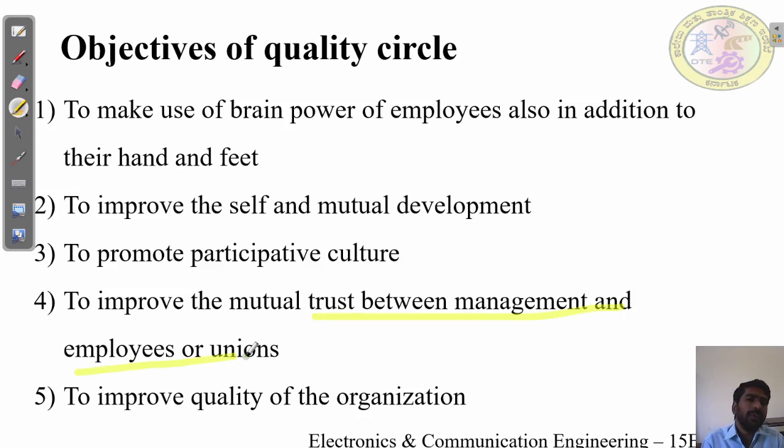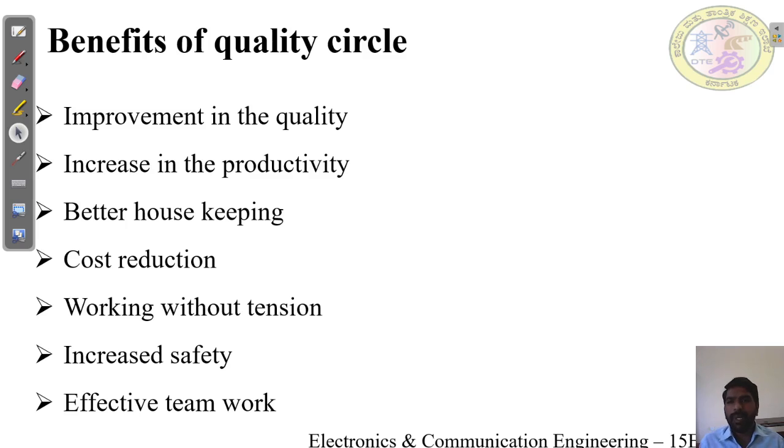The employee finds the solution for the problem, and management will be very happy to accept that solution and implement it. Usually the solution comes from the management team, but here the solution comes from the employee. That is a very welcome and happy situation in industry. They have mutual trust and can improve the relation between the management and employees or the union to improve the quality of the organization. By doing all these things, the quality of the organization will definitely be improved. These are all the objectives of the quality circle.